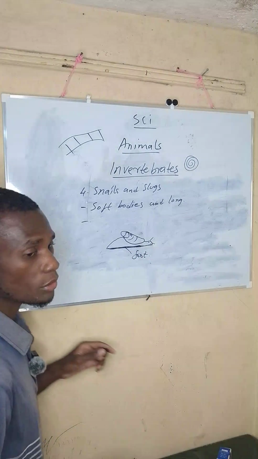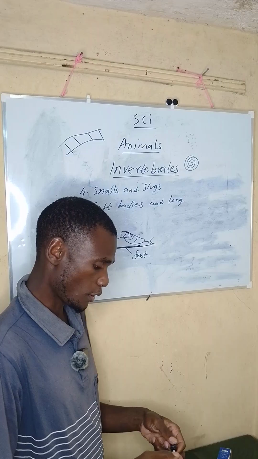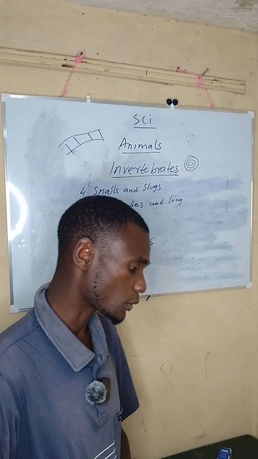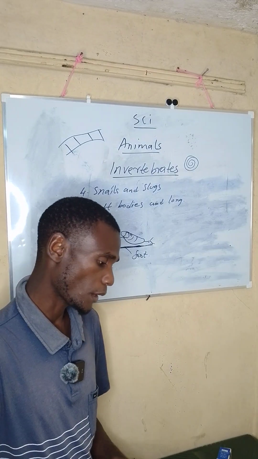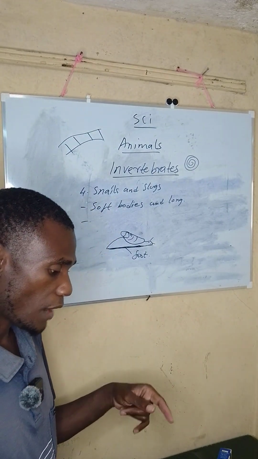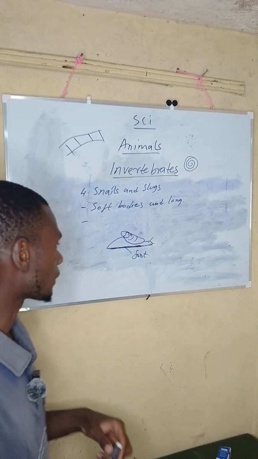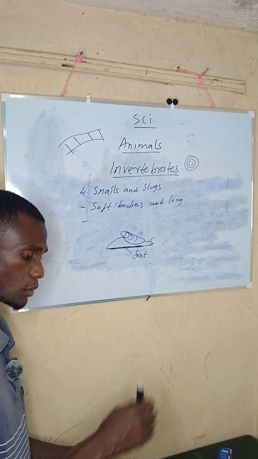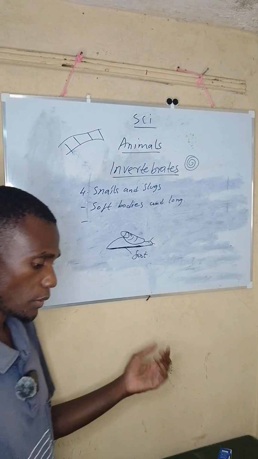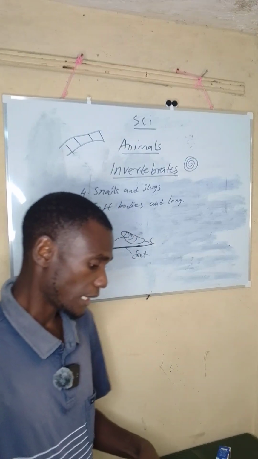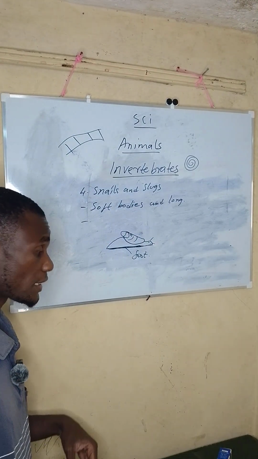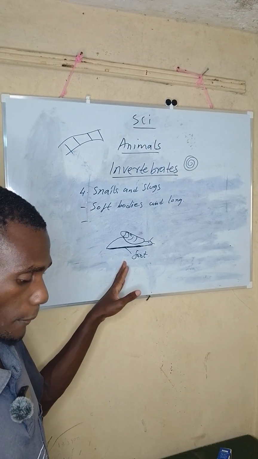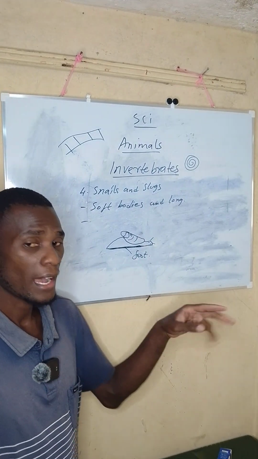Some people call it the stomach or the belly of the snail or the slug. That part is called the foot. So their characteristic is they have a foot instead of legs. This is the part they use to move from one point to another. A snail has 5 body parts, while a slug has 4.